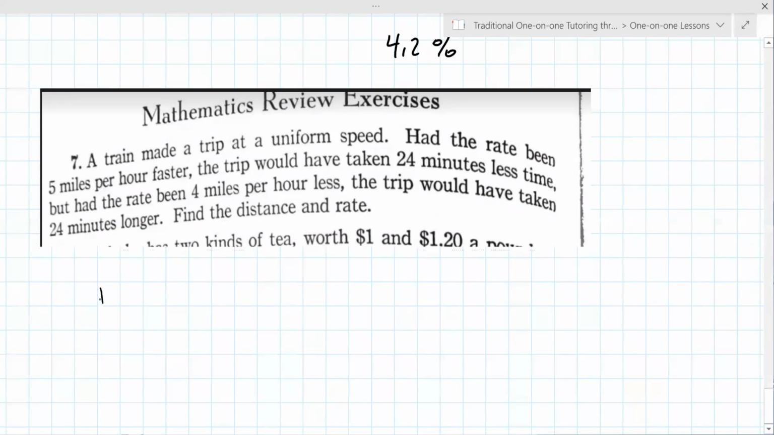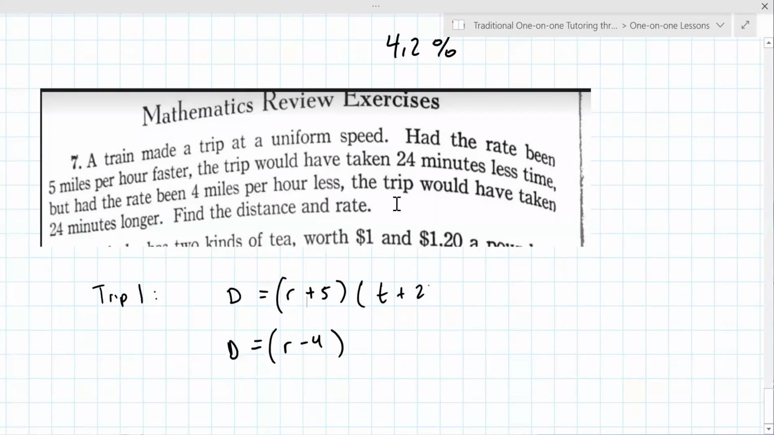So there's two scenarios here. There's trip one. Trip one has a distance d. It has a rate, and it has a time. What is the rate here? The rate is 5 miles per hour faster. So r plus 5 and r minus 4, that's going to be in our second equation here. And the time, though, if it was plus 5 is t plus 24. Now you've got to be careful here because it's in minutes, which is a little bit weird. I'm sorry, 24 less time, so t minus 24. And then this one is t.